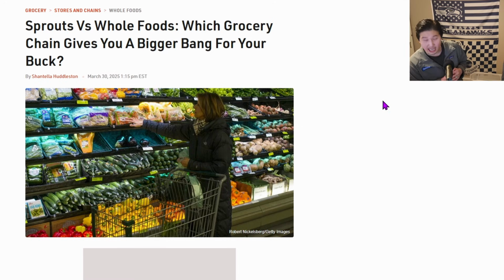It's pretty much the exact same thing, but the footprint and scale and the amount of SKUs that they sell, it's like a third of a Whole Foods. And based on this article published by the Food Republic, Sprouts versus Whole Foods, which grocery chain gives you a bigger bang for your buck?